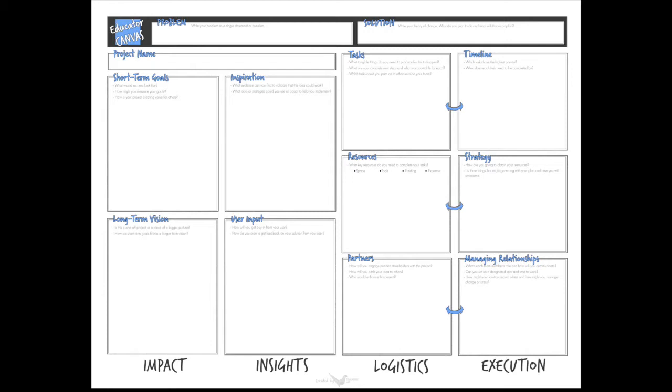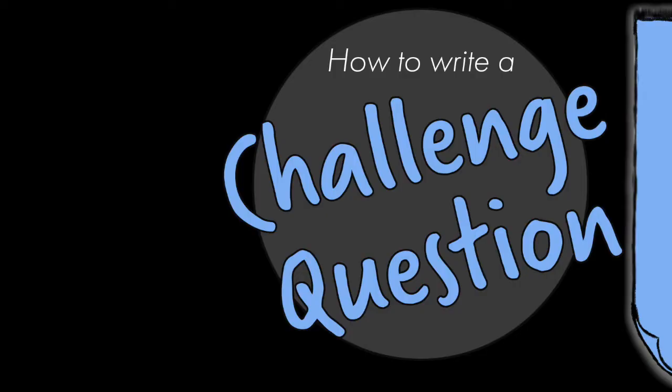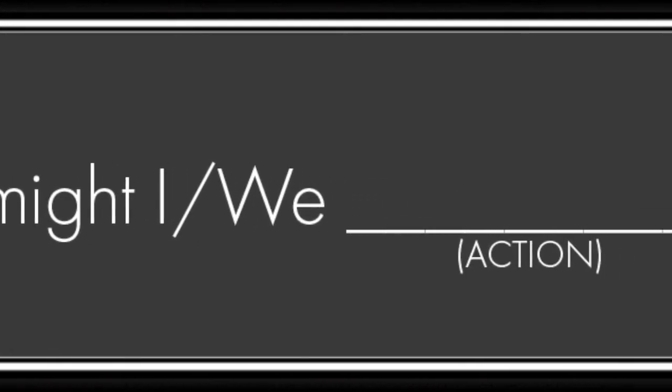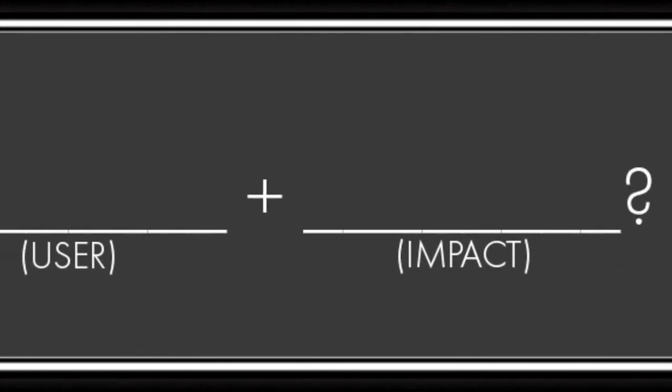No matter how you finish the rest of the canvas, it's vital to first start by identifying your problem. We found it helpful to pose this problem as a question, and then this question sets you off on a quest to find the best answer, i.e. your solution. So we've put our challenge question into a Mad Lib form. How might we, insert your action, plus your user, plus your impact.